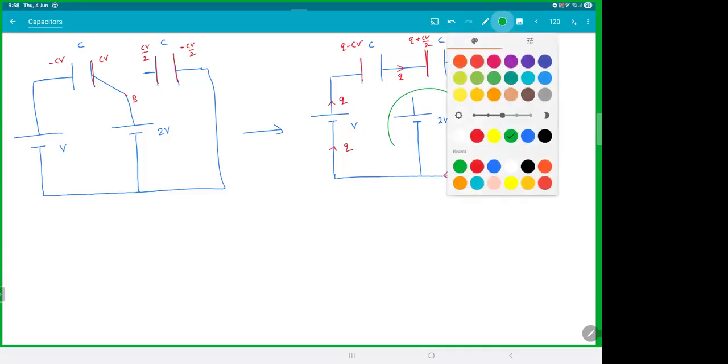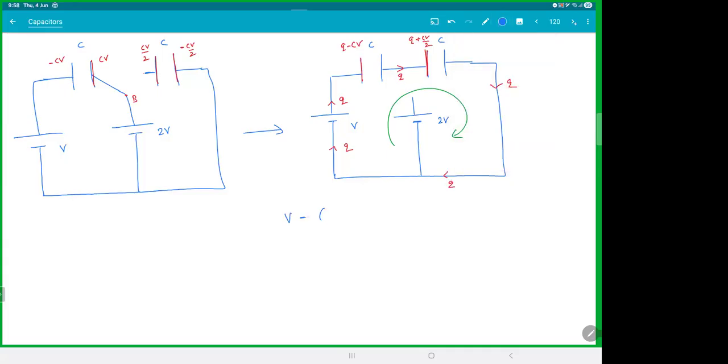I'm going from the battery. V minus of Q minus CV by C minus Q plus CV by 2 by C equal to 0. Solve this. CV minus Q plus CV minus Q minus CV by 2. We get 2Q is equal to 3CV by 2. We get Q is equal to 3CV by 4. This much charge flows through that battery. So what is work done by the battery? Now we can figure out that.